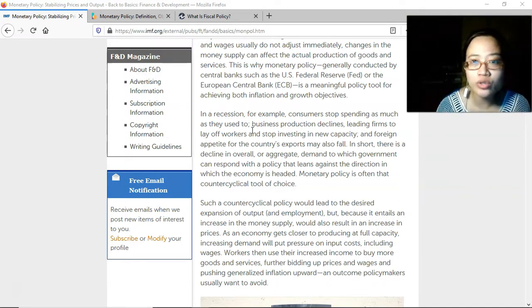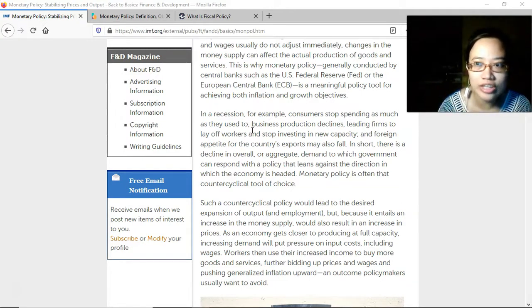So during a recession, consumers stop spending as much as they used to for fear that they would run out of money. Normally, during this time, people are not sure how long they will remain in service, or when their employers would continue to operate. So there's that fear.